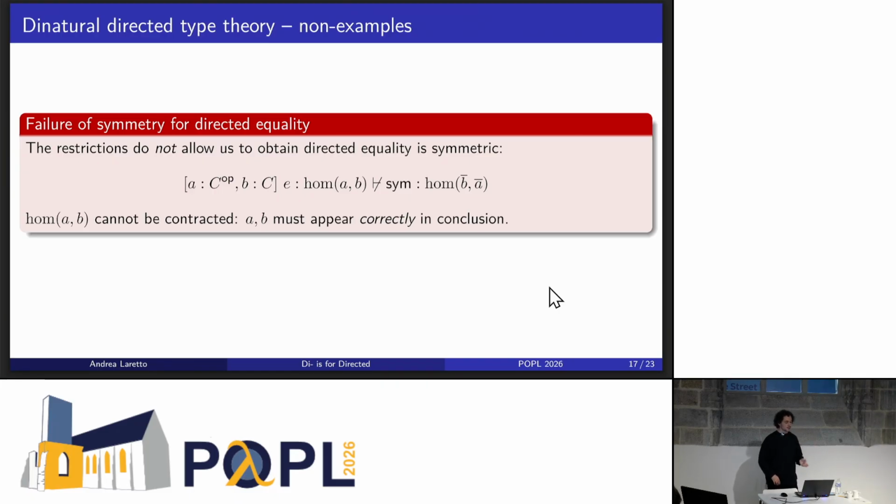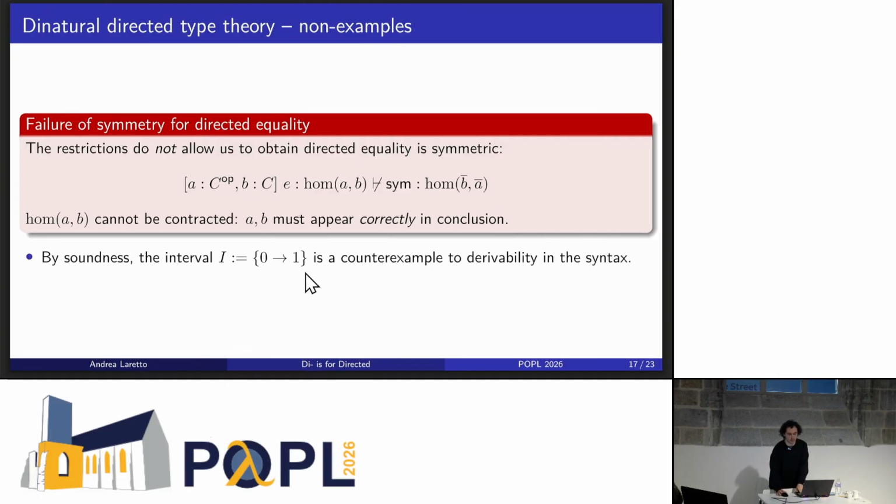And now, the syntactic restriction does not allow us to get that equality is symmetric. Why? Let's see why. So J says that A and B must appear correctly in the conclusion, but here they appear only incorrectly, so exactly the opposite of what you want, right? And the interval is a counterexample. So here I'm just illustrating why the syntactic restriction does not work, but in general, this is not derivable.